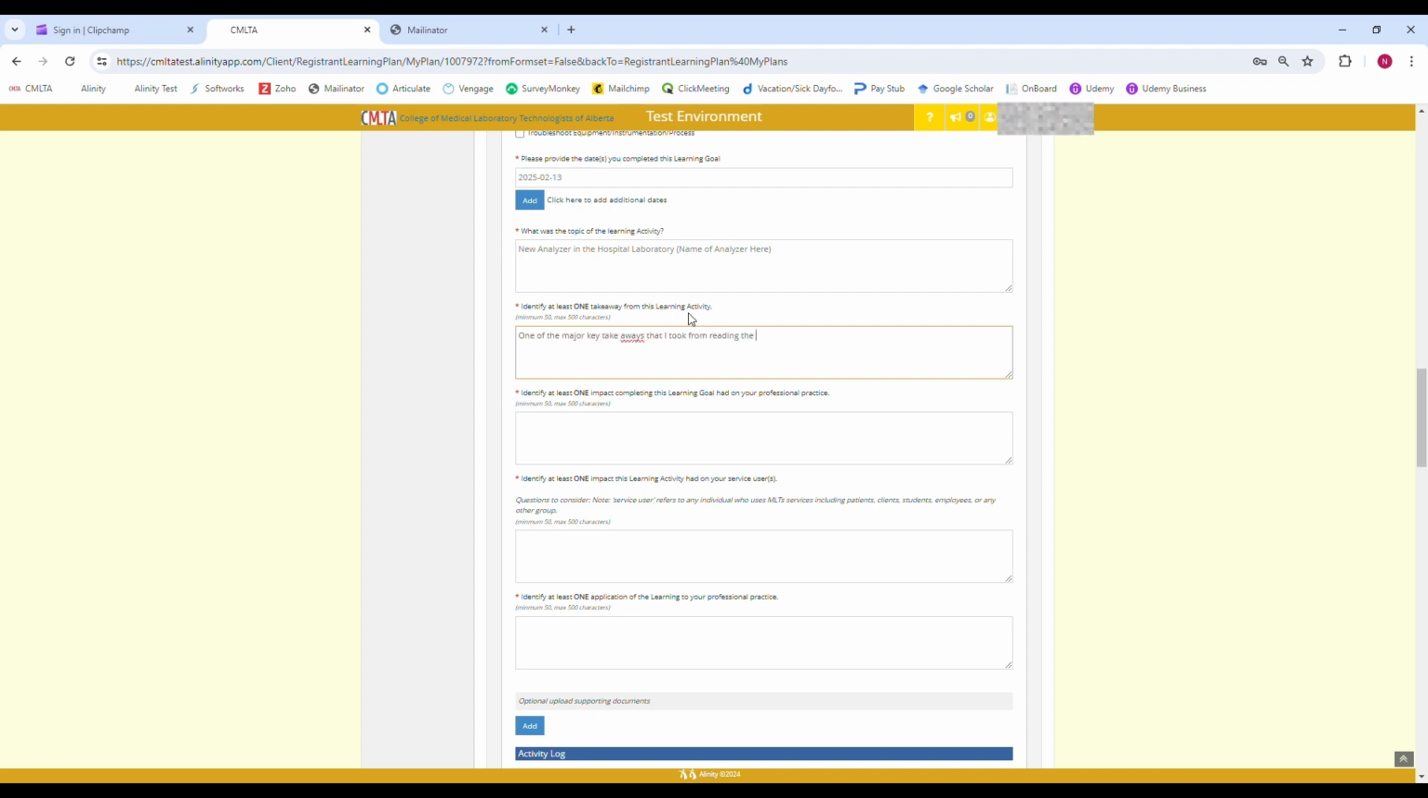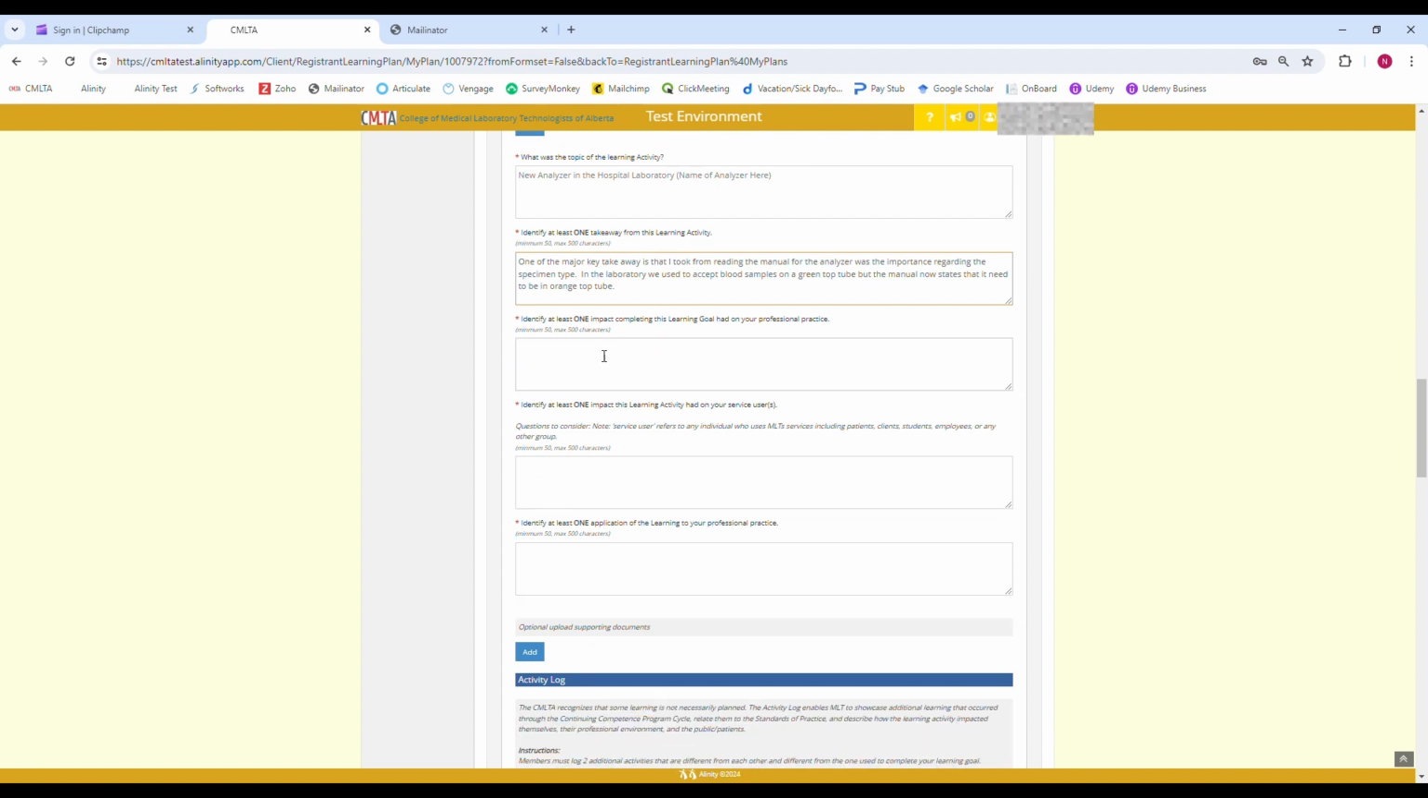The MLT must then identify at least one takeaway from the learning activity. For example, the MLT may write, "One of the key takeaways I took from reading the manual for the analyzer was the importance regarding the specimen type. In the laboratory, we used to accept blood samples on a green top tube, but the manual now states that it needs to be an orange top tube."